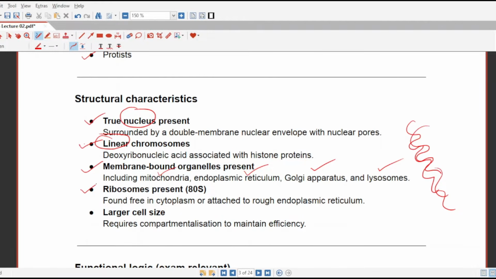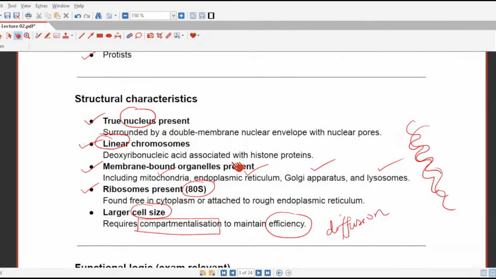Then ribosomes must be present, but this ribosome would be 80S compared to the previous prokaryotic cell. The cell size has become larger, and that's why it will require compartmentalization to maintain the efficiency of diffusion. All right. So I think we are easily able to answer questions if we remember that prokaryotic cells don't have anything except a nucleoid region and 70S ribosome. On the other hand, eukaryotic cells have everything that you can imagine.